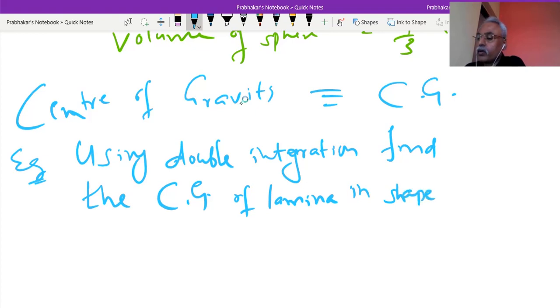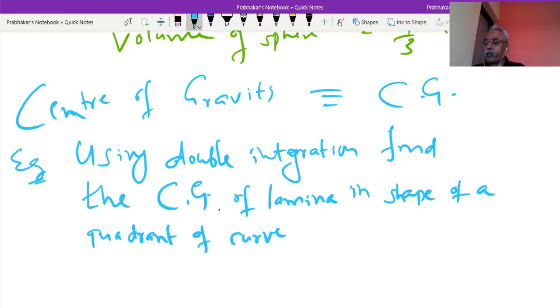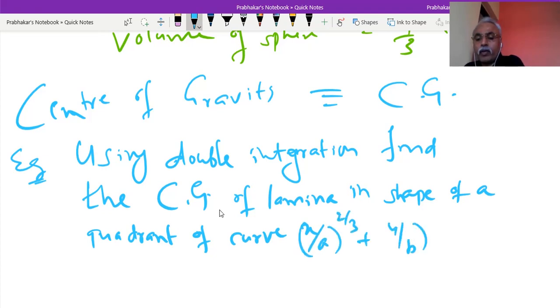in the shape of a quadrant of, to draw the figure you will understand, this curve: x by a raised to 2 by 3. Anybody can guess it? Y by b raised to 2 by 3. Yes, it is correct, is 1. It is an asteroid. We shall draw that.